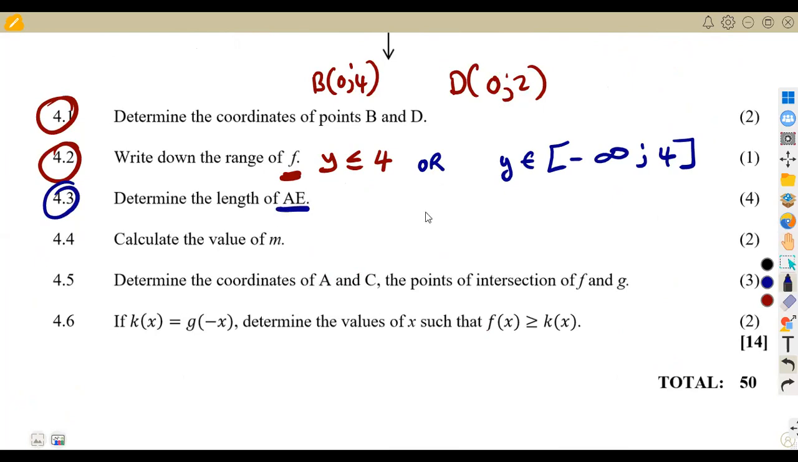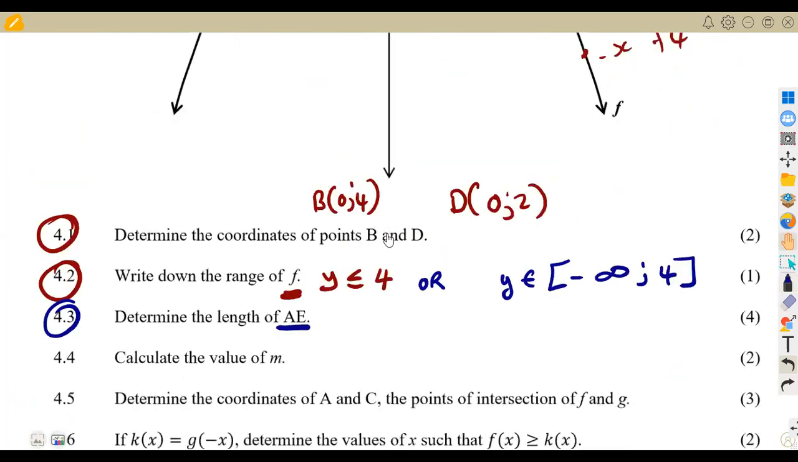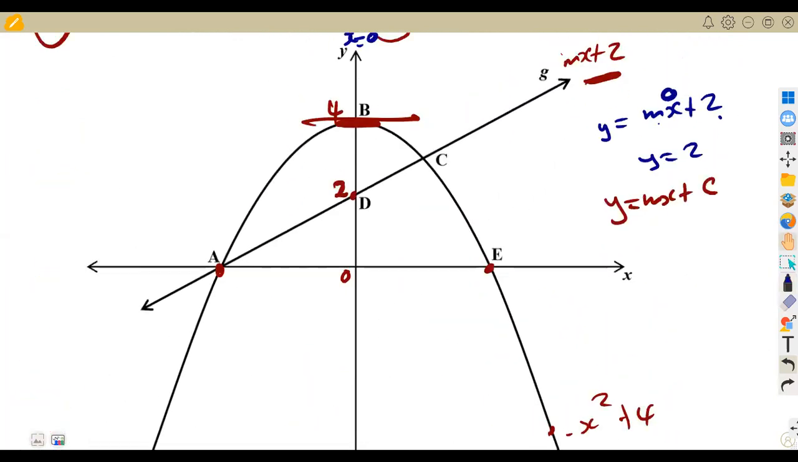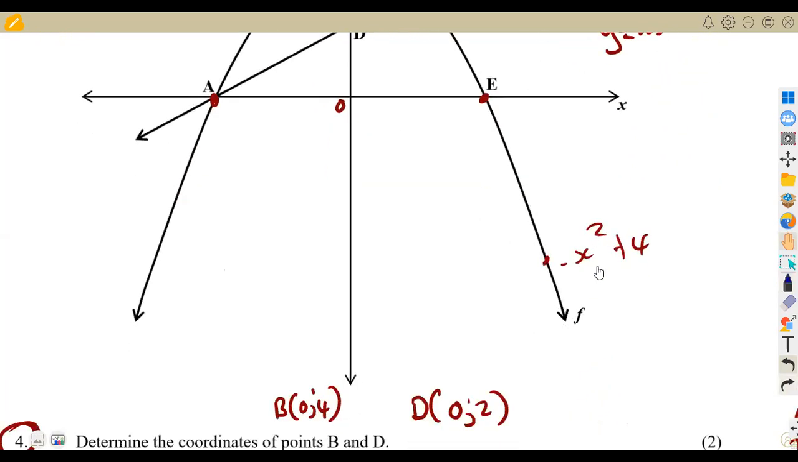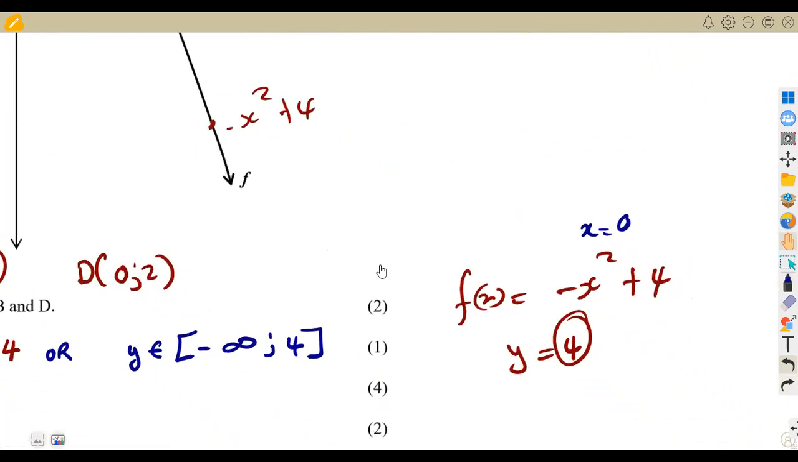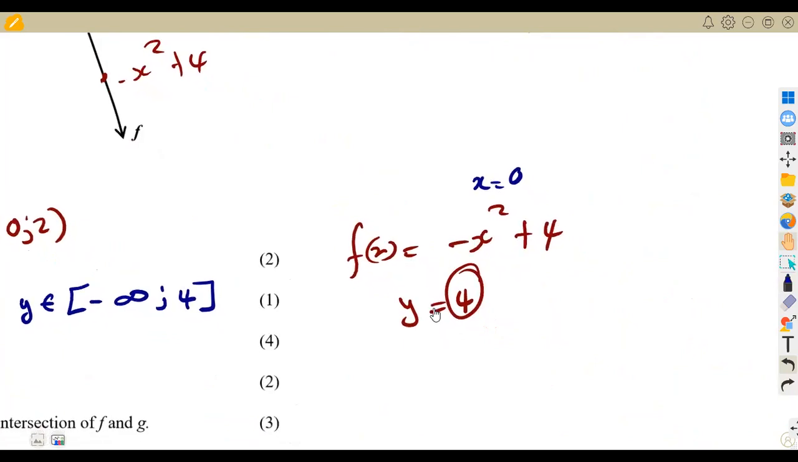Determine the length of AE. In order for you to have the length of AE, you must have the point A and the point E. Where do we have the point A and the point E? Remember, these are the x-intercepts of the graph of f. So we're going back to the graph of f of x, just like what we did on the y-intercept.